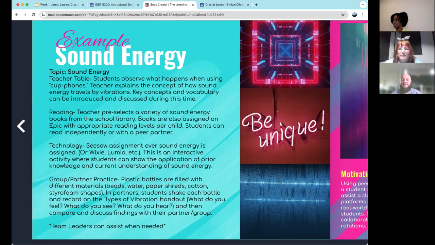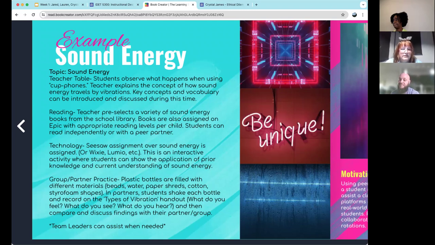I think going on Epic really helps so that each student, whether they're on a lower level of reading or whether they're way above their grade level, they can have a book that's tailored to them. The technology group can be a Seesaw assignment over sound energy. You can also use Wixie or Lumio or any other website.